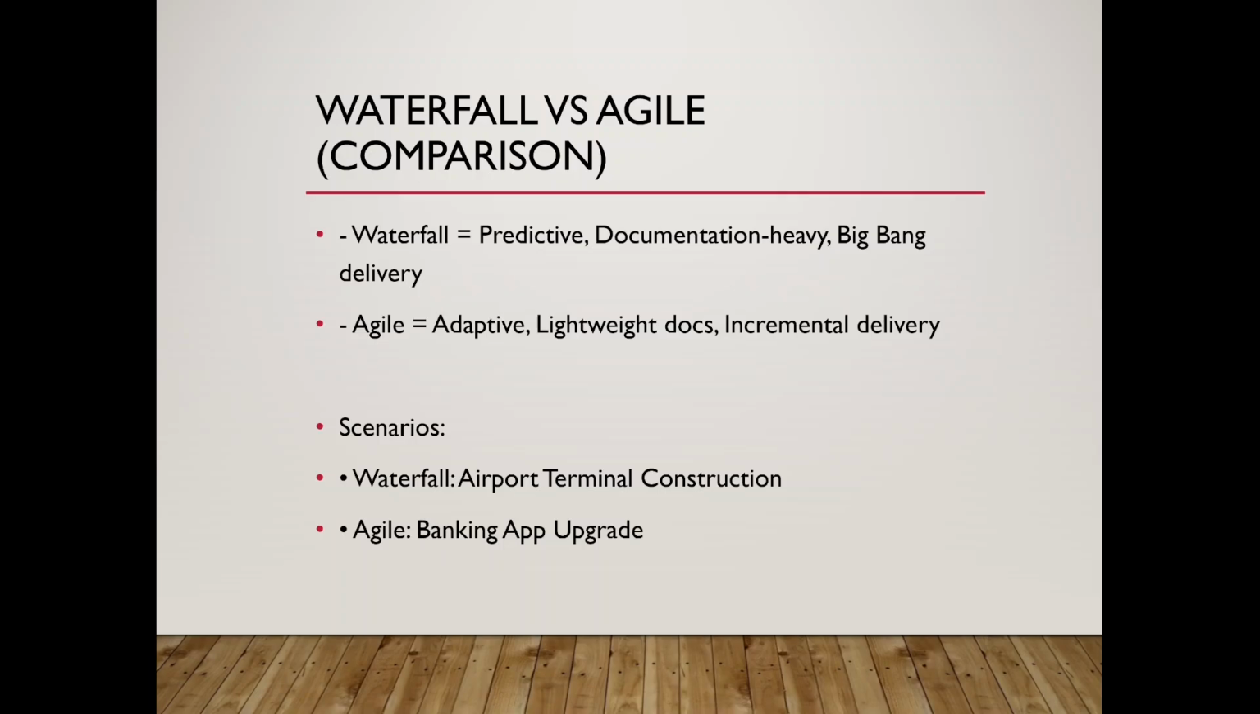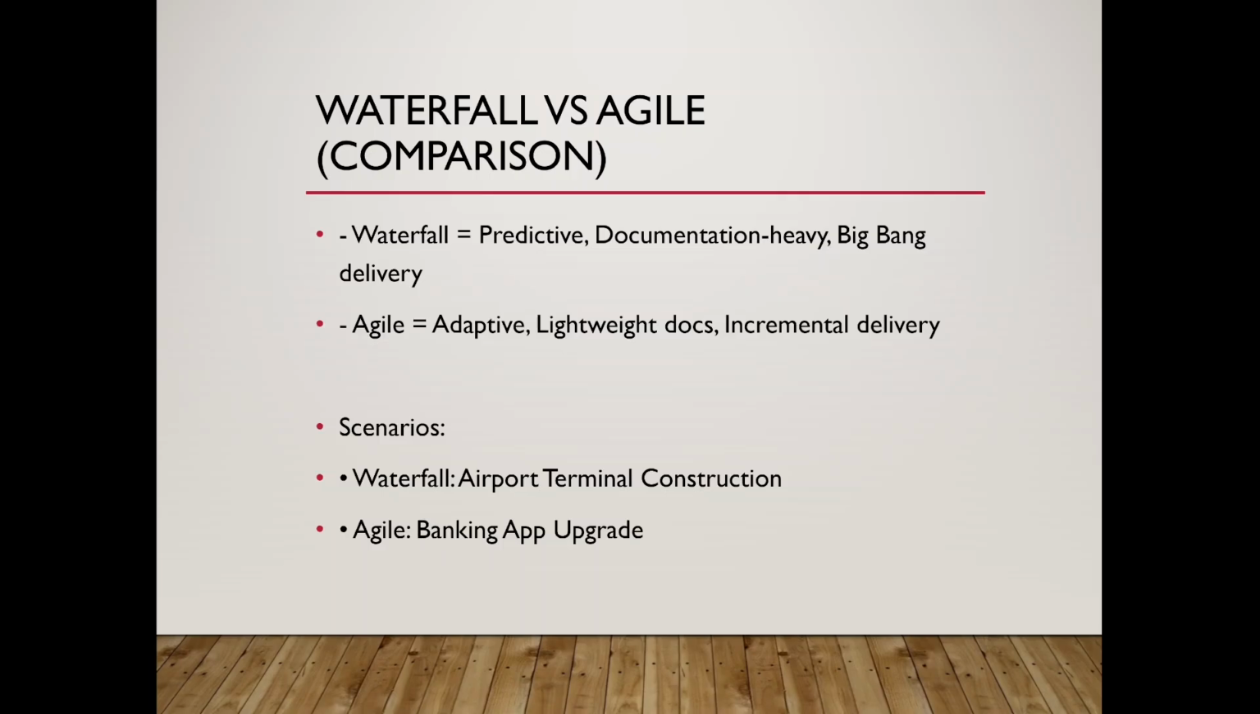So, how do Waterfall and Agile compare? Well, Waterfall is predictive, documentation heavy, and usually delivers everything at once. Agile is adaptive, lightweight in documentation, and delivers in increments. If you're constructing an airport terminal, you can't really deliver it piece by piece, can you? That's where waterfall comes into the picture. But if you're upgrading a banking app, you can release features step by step.